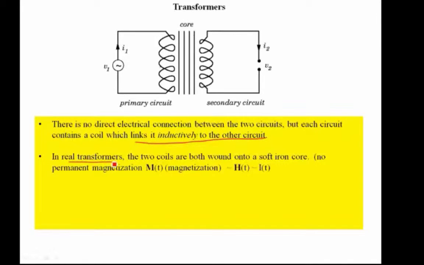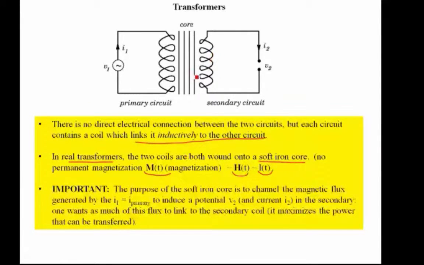Like I said, in real transformers, these are coils that are wound onto some sort of magnetic material, say a soft iron core. This core, on purpose, has no permanent magnetization. So remember that the magnetization M, which would be time dependent, would be proportional to H as a function of time, which remember H is proportional to the current. The magnetization is switching back and forth if we have an alternating current, and that's helping us get this coupling.